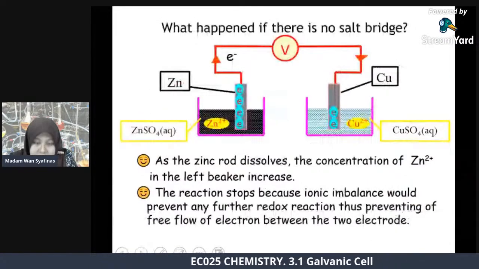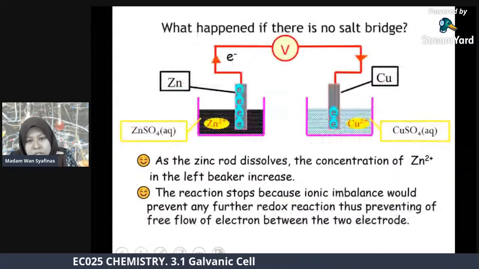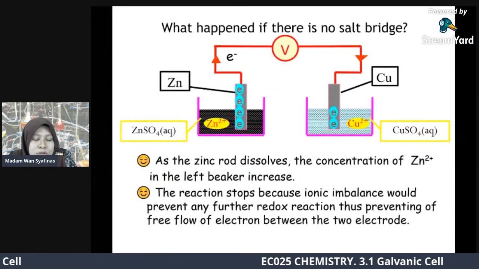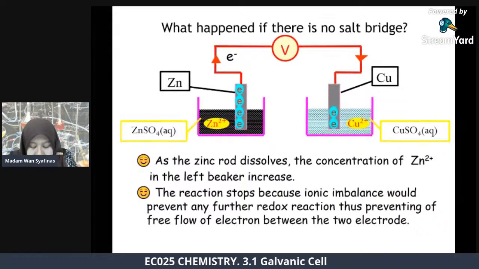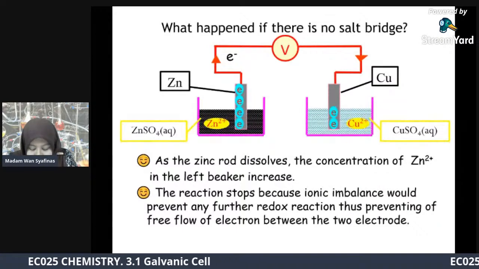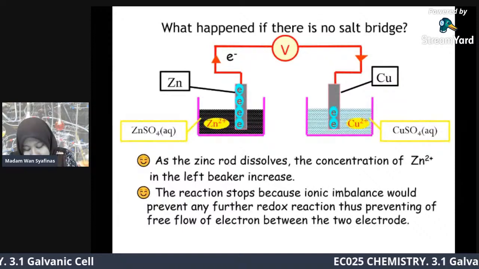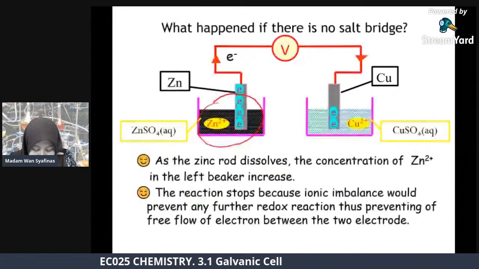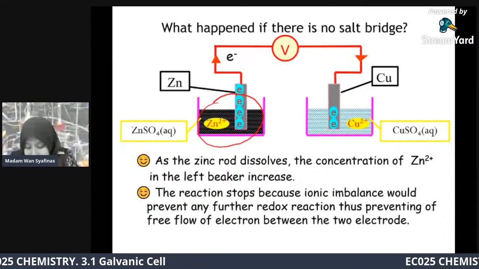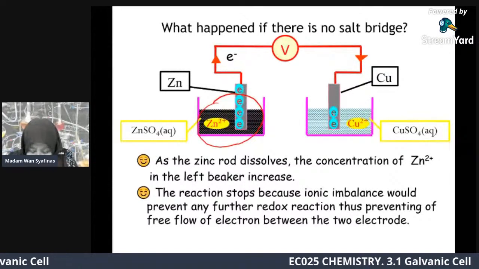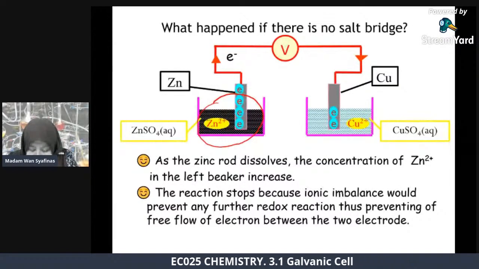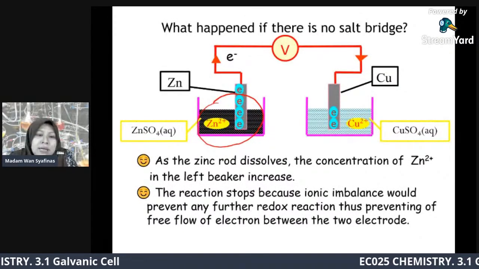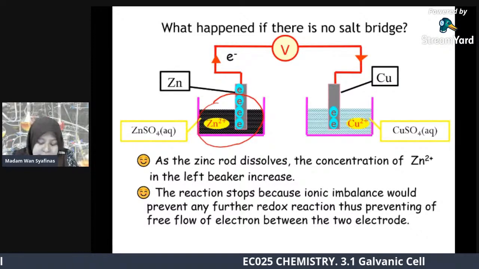Then we go to what happens if there is no salt bridge. What happens if there is no salt bridge? Will it maintain its neutrality? If there is no salt bridge, as the zinc rod dissolves, the concentration of zinc 2+ in the left beaker increases. So we have an excess of zinc 2+ ions. The reaction stops because the ionic imbalance would prevent any further redox reaction. So we will have an excess of zinc 2+ on the left side.